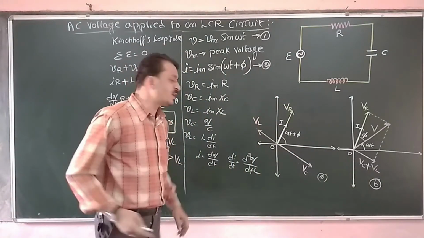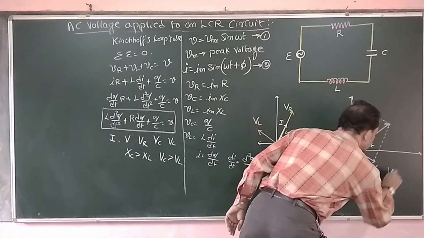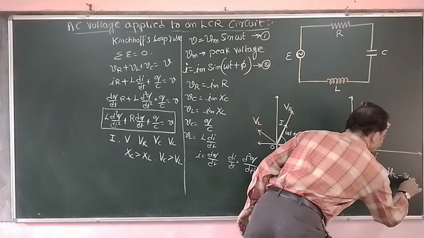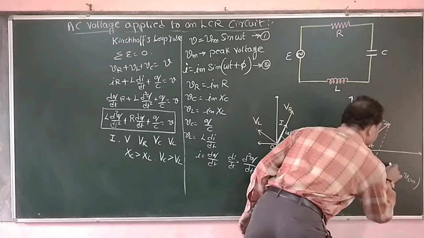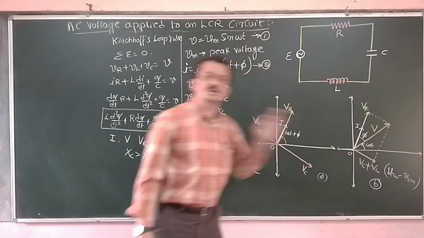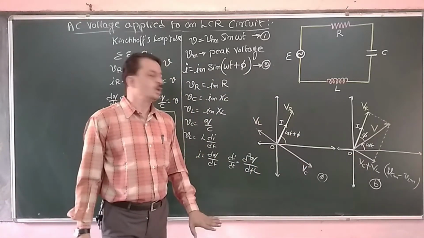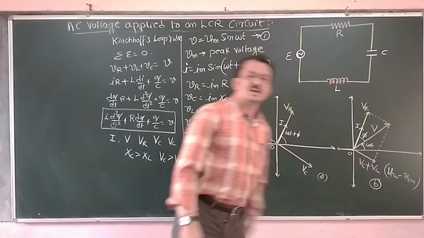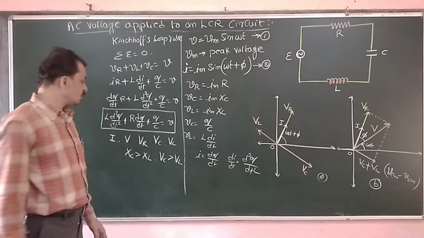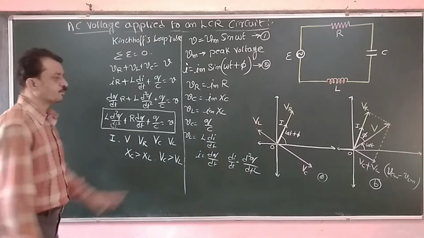But what about their magnitude? That is VCM minus VLM. In vector notation, we write VC plus VL, that is how it comes. But in magnitude, if you write, it is VCM minus VLM, that is how we write it.